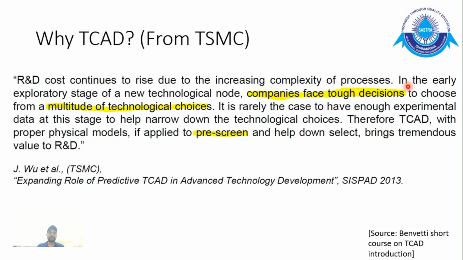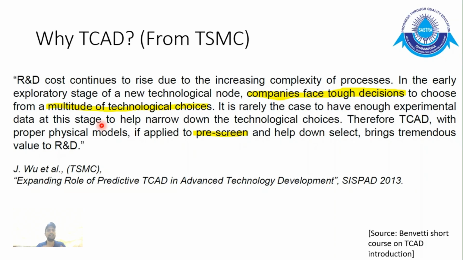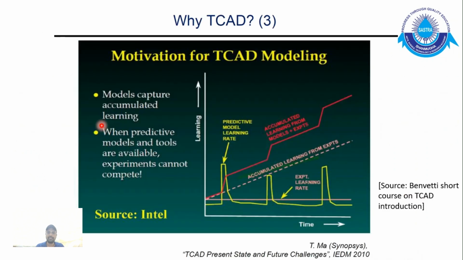Okay. So these are some statements from the industries. This is from TSMC. Even though this report is a bit old, it is still applicable. A lot of electronics and semiconductor industries are using TCAD. So you can see what TSMC is saying. The companies face tough decisions to choose from a multitude of technological choices. So for pre-screening, they use TCAD, to limit the number of options to experiment with.